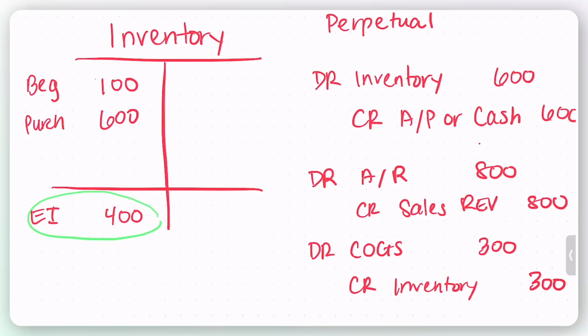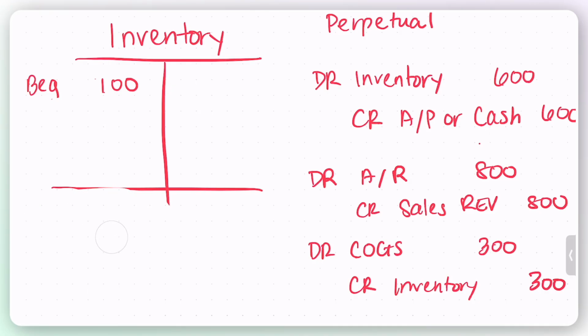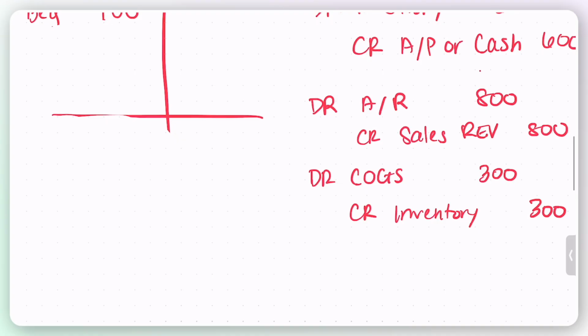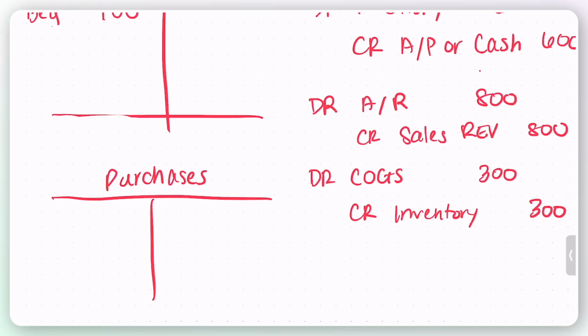And we also have recorded our purchases in a separate purchases account. So it's not actually in our inventory account at all. Instead, we've counted our inventory and we've determined that we have $400 left, and we have kept track of our purchases during the year in a separate account. So we would have put $600 into that purchases account.